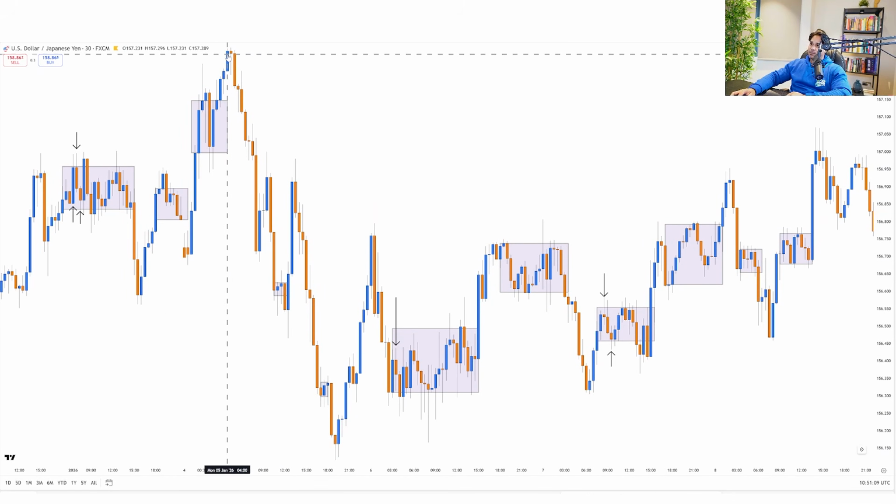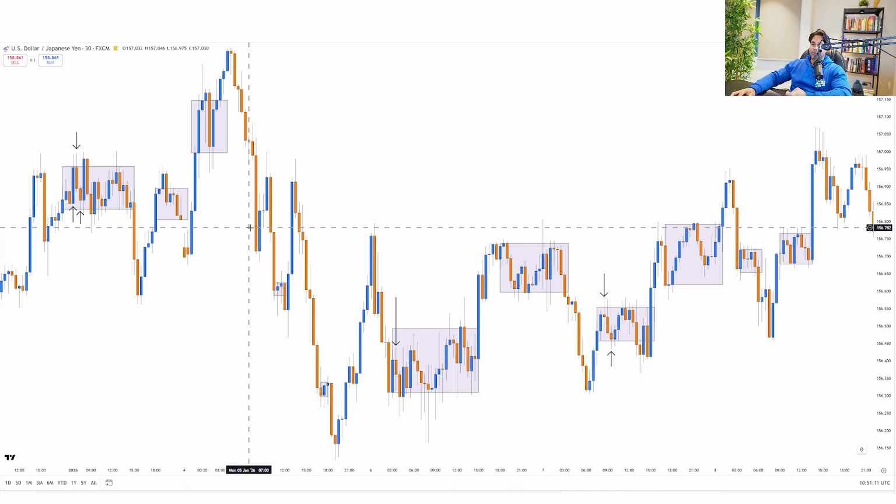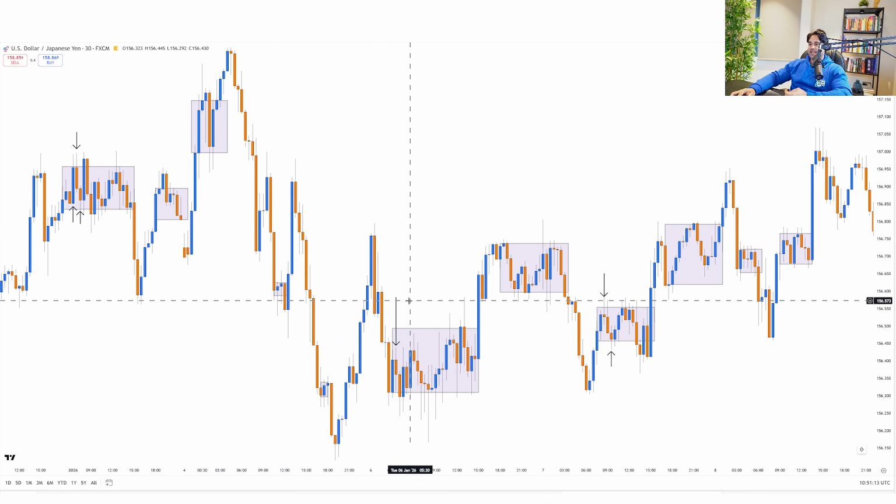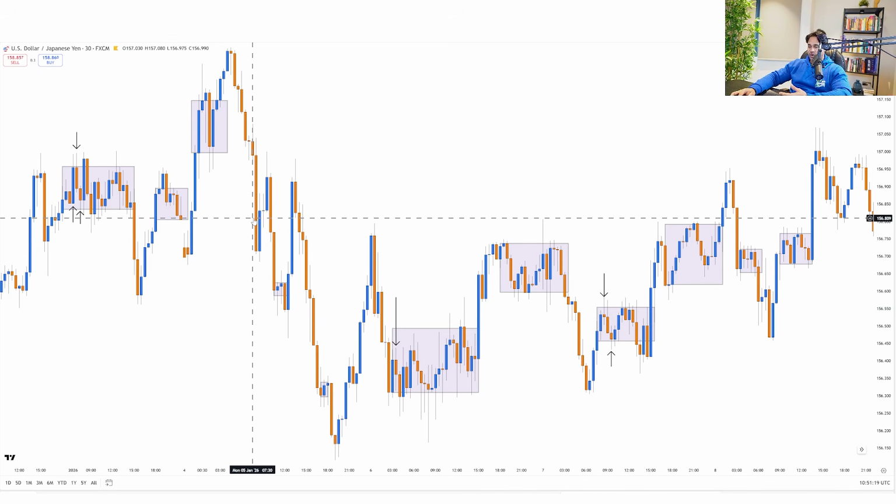Then we move on to clear directional bias. Here you can clearly see in the market, this is a clear downtrend. Now, most people identify downtrends with lower lows and lower highs, but I just want to be honest with you. This is a higher time frame structure here. You can clearly see this is the 30-minute.